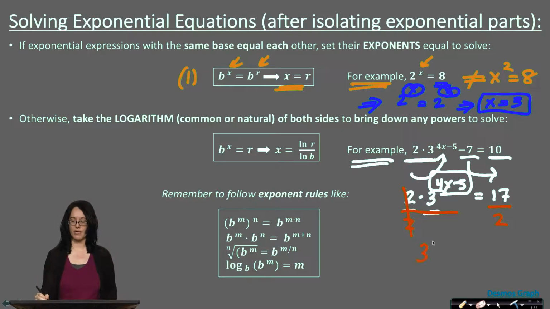This becomes 3 to the 4x minus 5 equaling 17 divided by 2. And you're welcome to use the fraction, or if you like to, you know that 2 goes into 17 how many times? Well, 2 times 8 is 16, right? So this is 8.5. So if you like the decimal instead, that's fine. But now look at what we have here. We have an exponential part, 3 to the 4x minus 5 equals a number.